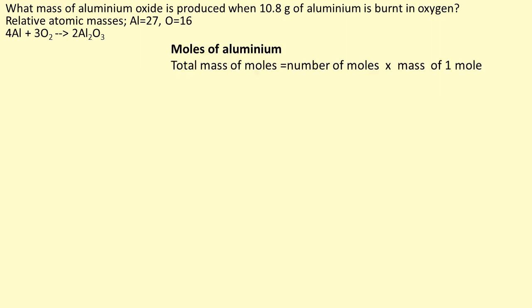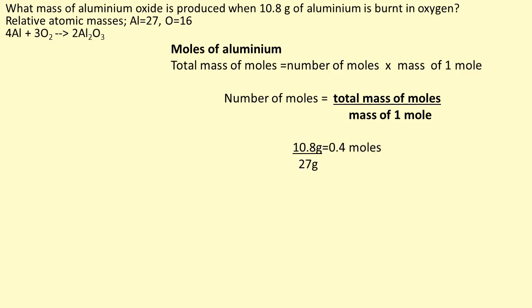equation. Total mass of moles is equal to number of moles multiplied by the mass of 1 mole. What do we know? We know everything apart from the number of moles, so we can rearrange the equation. So we can say number of moles is equal to total mass of moles divided by mass of 1 mole. So 10.8 grams divided by 27 gives us 0.4 moles.